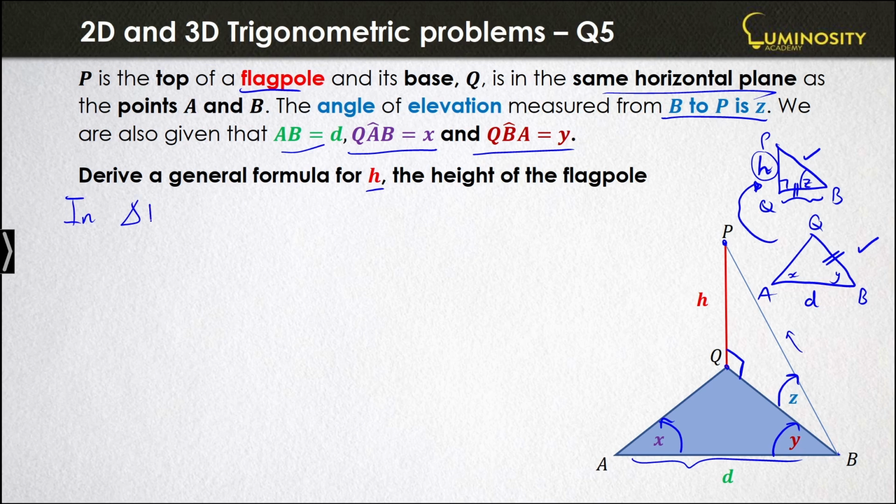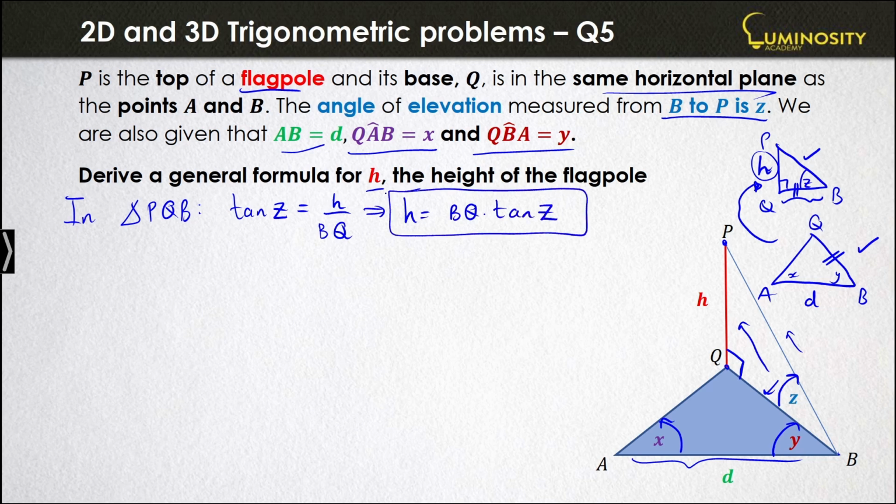So in triangle PQB, we have that tan of angle Z is going to be opposite, which is the height H, over adjacent, which is the length BQ. So therefore, H can be written as BQ times tan of angle Z. Okay, but I'm not going to stop there because I feel like I can work out BQ as well in terms of the other information I was given.